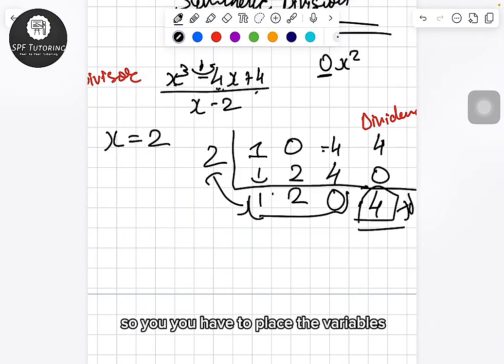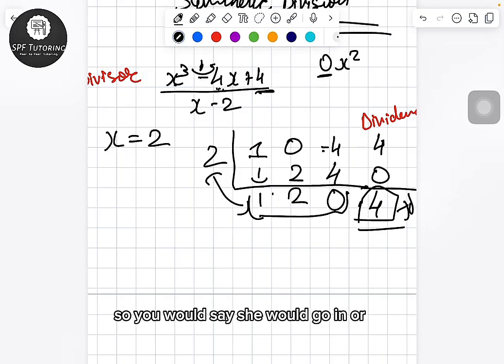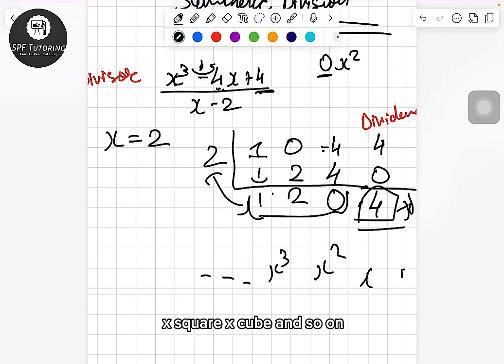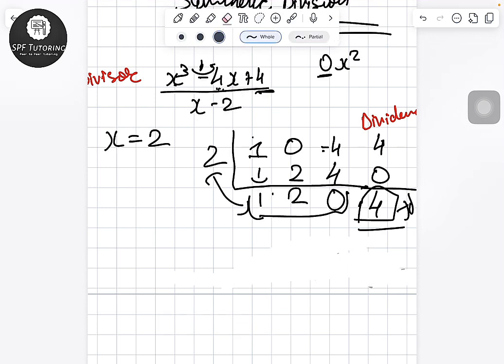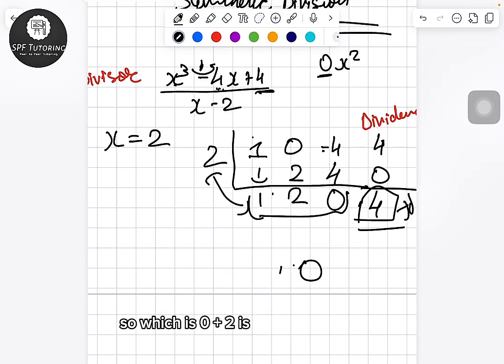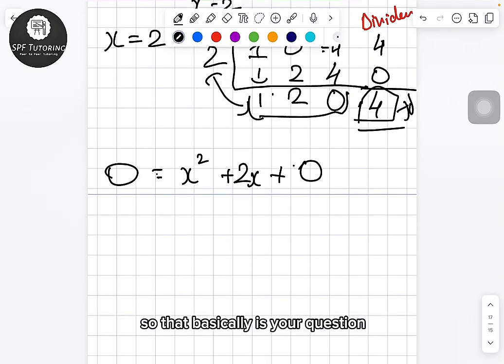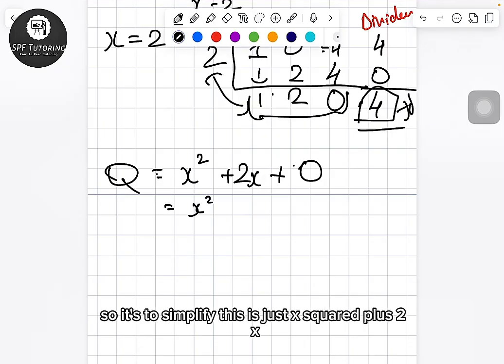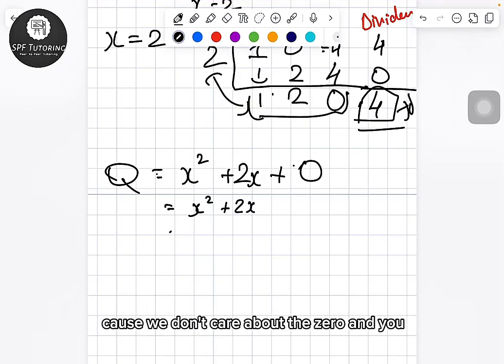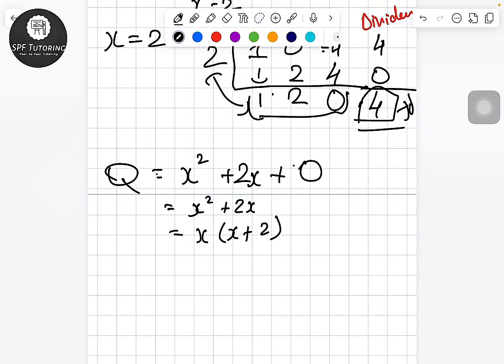So you have to place the variables. You would go in order: number, x, x squared, x cubed, and so on. So here you have 0 plus 2, which is 2x. If it's a negative, you put a negative 2x. Simple as that. And then you would do this, which is x squared. So that basically is your answer. To simplify this, it's just x squared plus 2x, because we don't care about the 0. If you want to simplify it further, you can take out the common factor x, and you're going to end up with this. That's your answer.